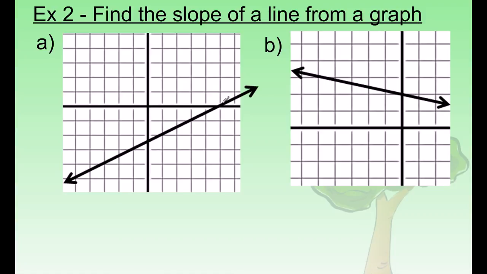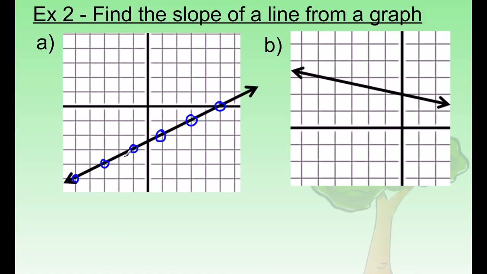So what we need to do is we look at our graph, and we need to find two well-defined points. Points where the line is going right through an intersection, where you can guarantee you know exactly what that point is. I see a couple on my graph. This is the point 1, -2. 3, -1. 5, 0. So you only have to find 2 well-defined points.